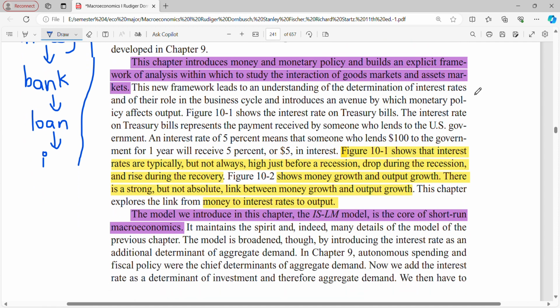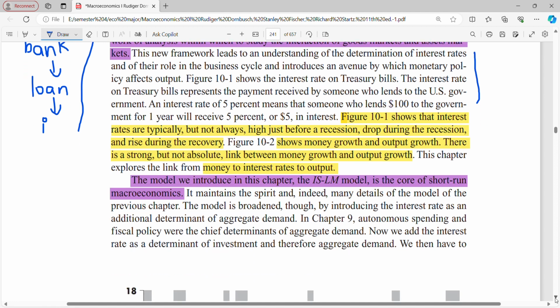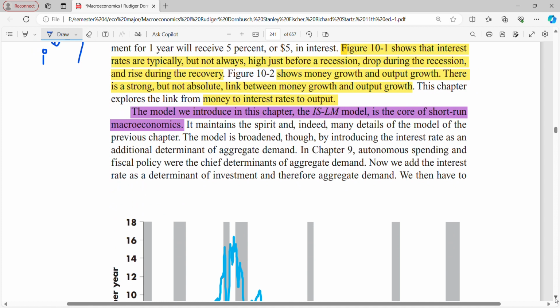All these things are just an example of what an interest rate is. We have already studied that. We have already discussed that for 1,15,000, if it's a 15% interest rate, 35,000 if it's a 35% interest rate, and that's all. Next, figure 10.1 shows the interest rates are typically, but not always, high just before a recession. Interest rates are high before a recession, then drop during a recession, and rise during the recovery.